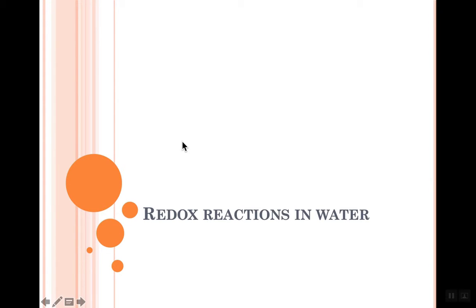In this video, we'll be looking at redox reactions in water. Redox reactions are a specific type of reversible reaction, and we'll look first of all in this video at what redox reactions are, and then we'll look at exactly how we can manipulate redox reactions to generate electricity and to make rechargeable batteries.